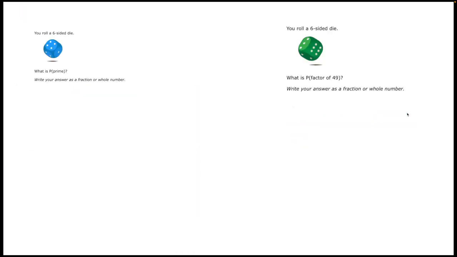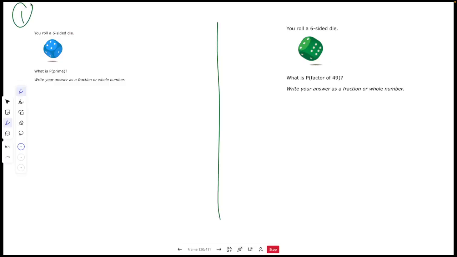All right, for these two problems, let's take a look at these. Start with number 1 here on the left. It says you roll a 6-sided die. What is the probability that you roll a prime number? Okay, I find that most people need a refresher on what is a prime number. So prime numbers are numbers that can only be divided by themselves and 1.